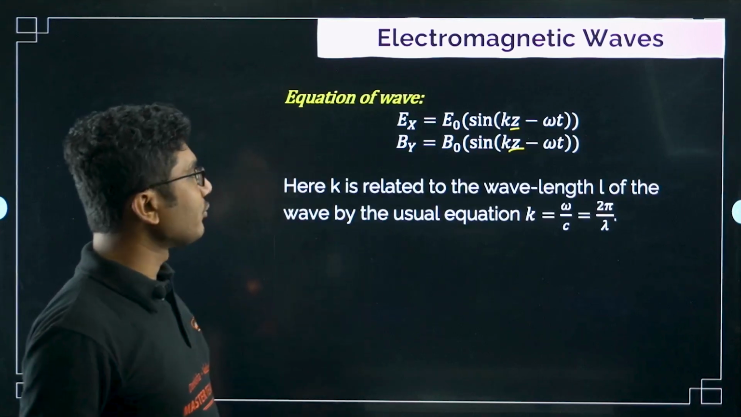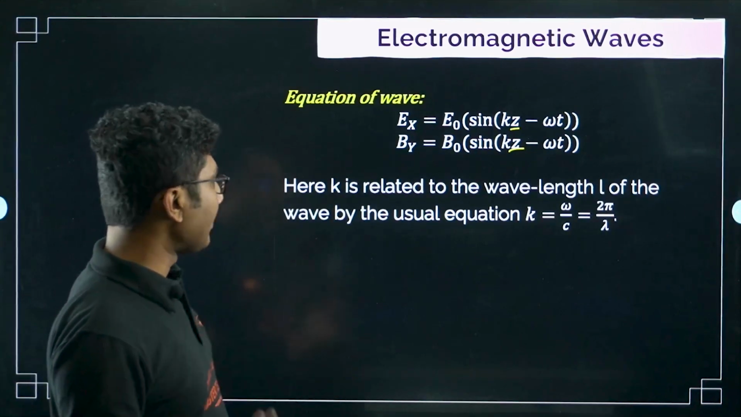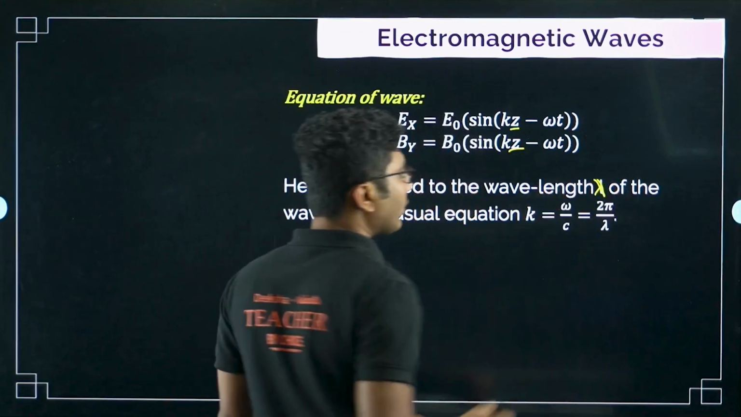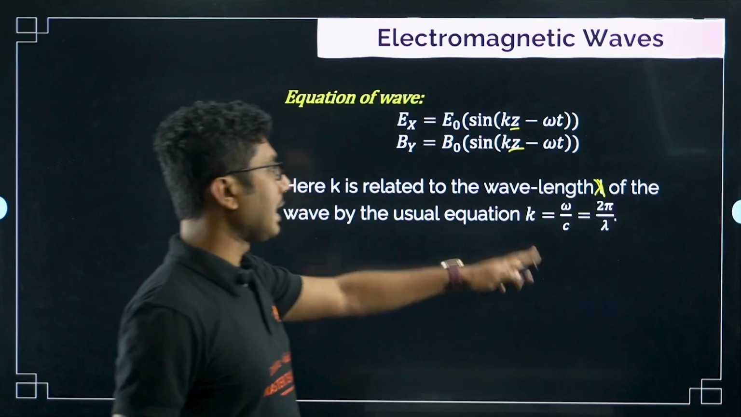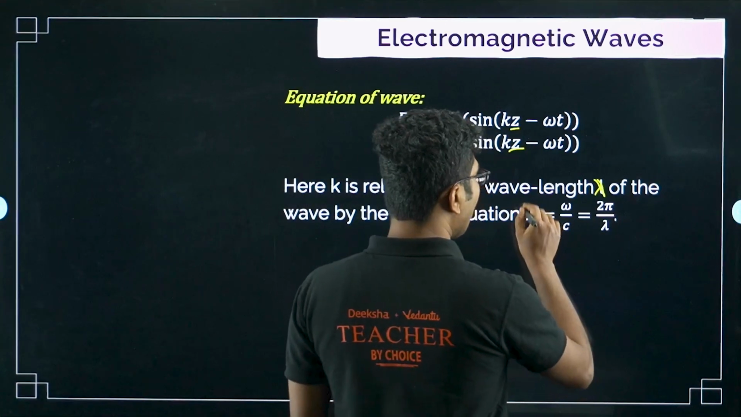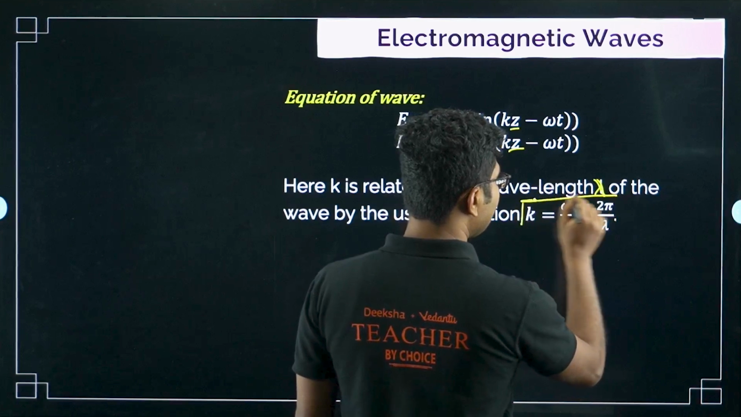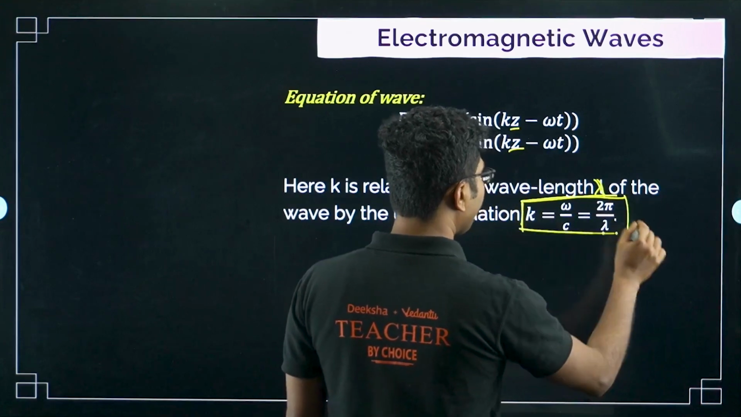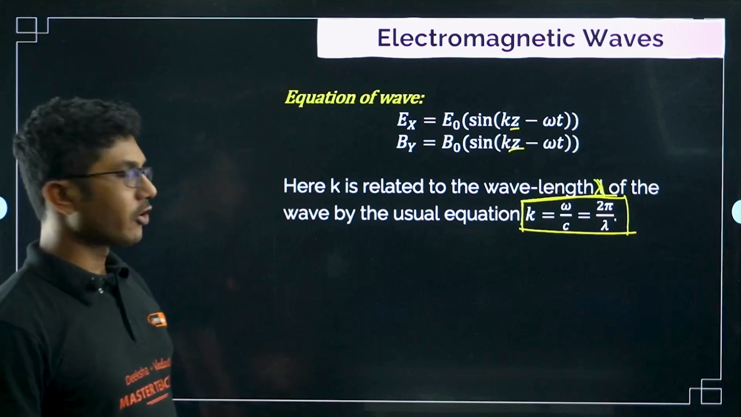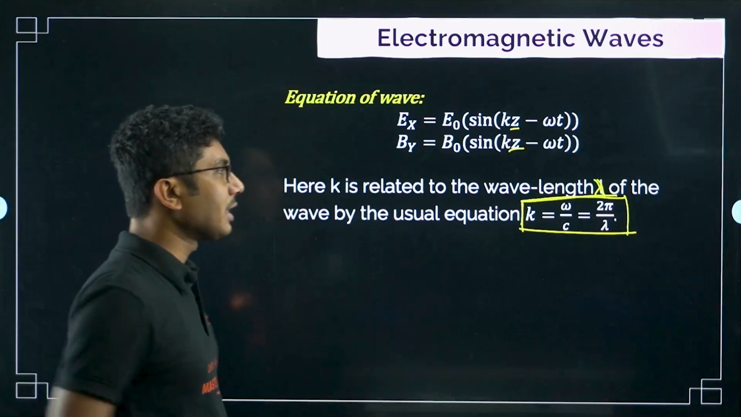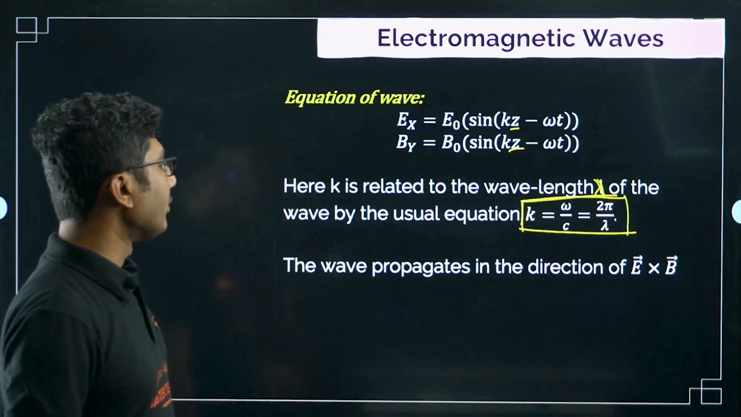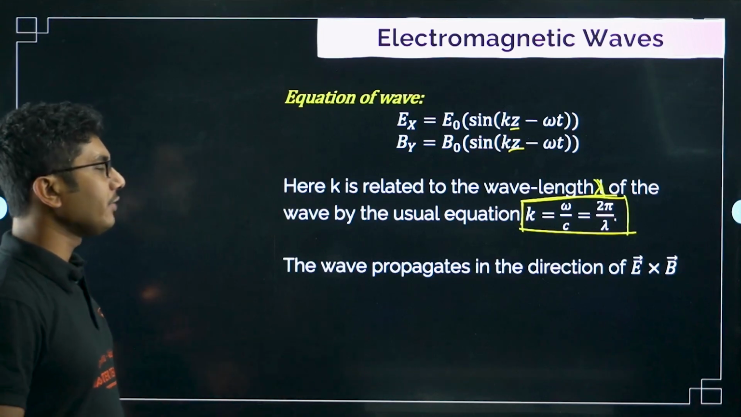Here k is related to the wavelength lambda of the wave by the usual formula. This is not L, this is lambda, okay, of the wave. k is equal to omega by c, also given by 2 pi by lambda. So this is a wave relation. This is not directly related to electromagnetic waves; this is the common wave equation, first PU class. So if you forgot that relationship, you can remember it from here, omega by c and 2 pi by lambda. Next, the wave propagates in the direction of E cross B.